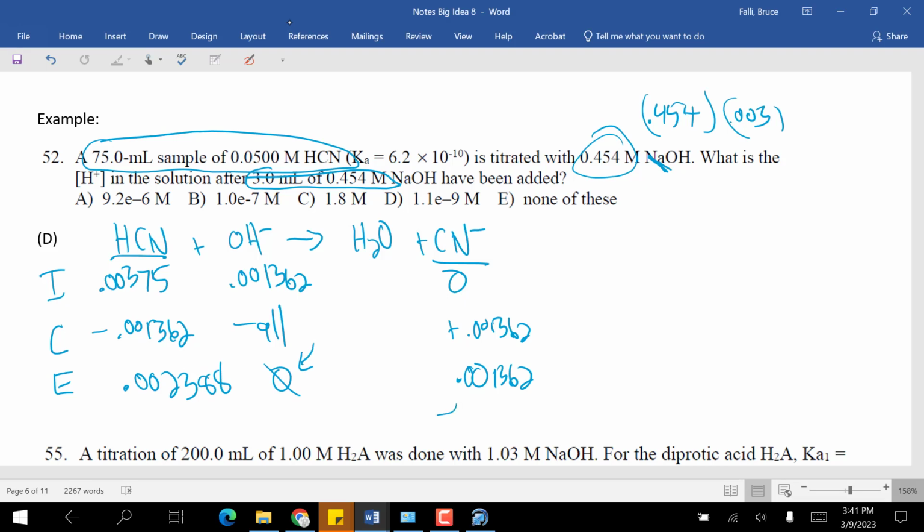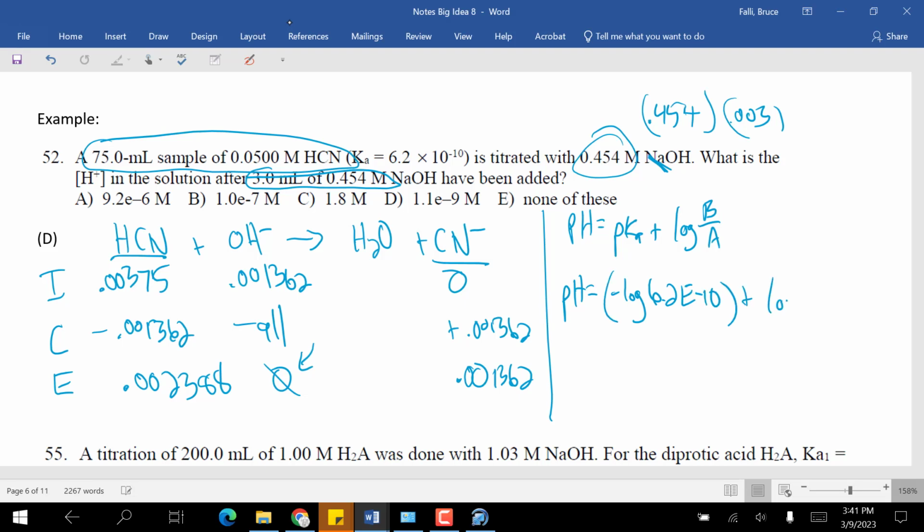Now I want to emphasize, remember how you can't really have zeros in here? So what would have to happen is some of this would kick back and do some weird equilibrium stuff. But this Henderson-Hasselbalch equation, this man was a genius because he made life so much better for us. So pH equals pKa plus log base over acid. So my pH is going to equal, my Ka is this right here. So negative log of 6.2 E negative 10 plus the log of my base, see how this is the conjugate base, 0.001362 over the acid, 0.002388. And let's see what my calculator will say.